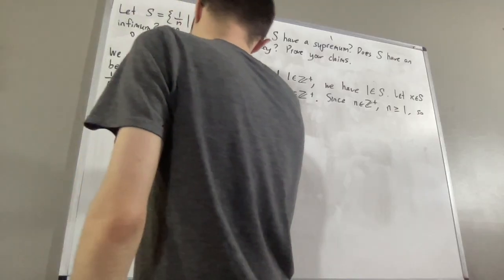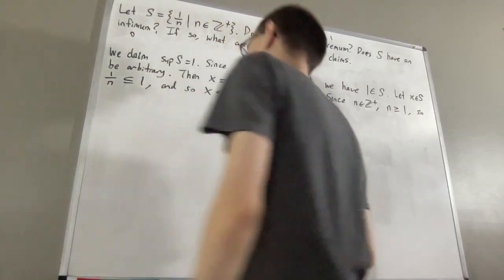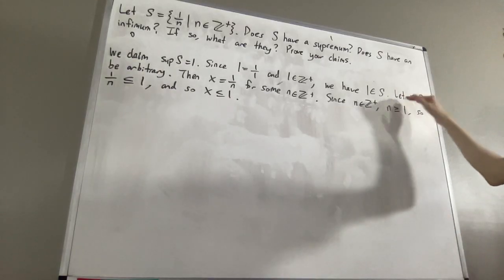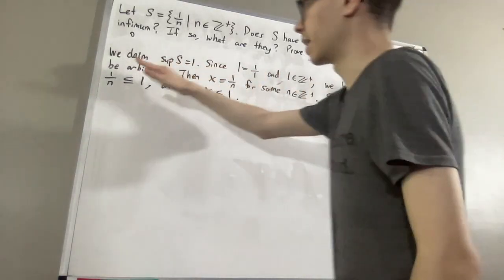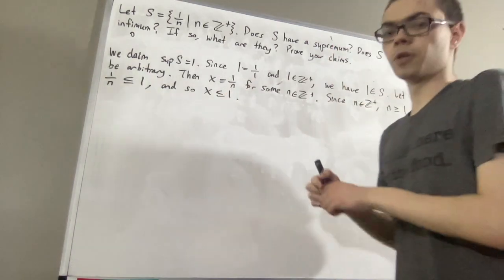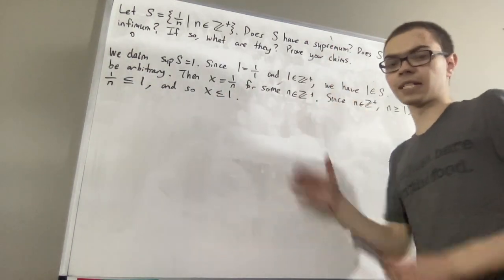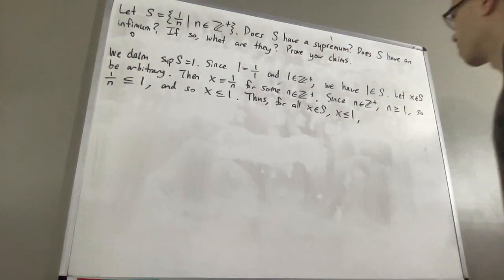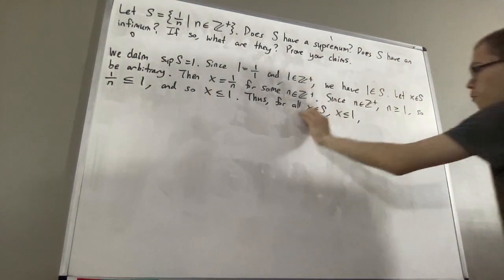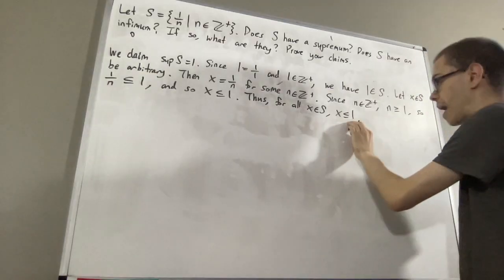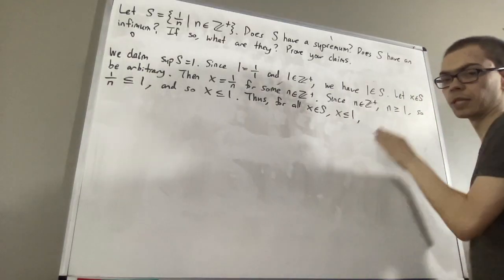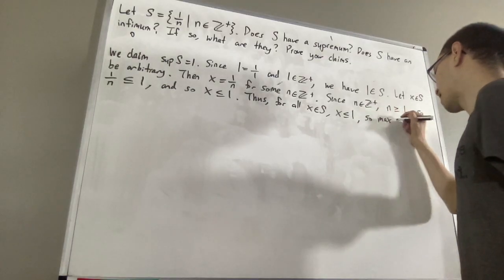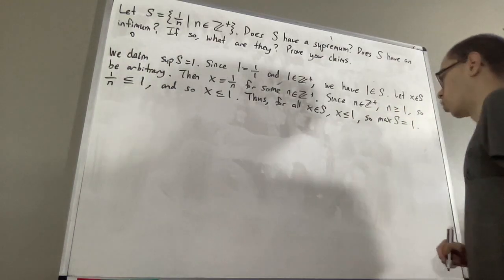And so, x is less than or equal to 1. That's it. So we see, given an arbitrary element x in S, x is less than or equal to 1. So we have proven for all x in S, x is less than or equal to 1. So, since 1 is an element of S, and every element of S is less than or equal to 1, that means 1 is the largest element of S. So we'll write max of S equals 1.